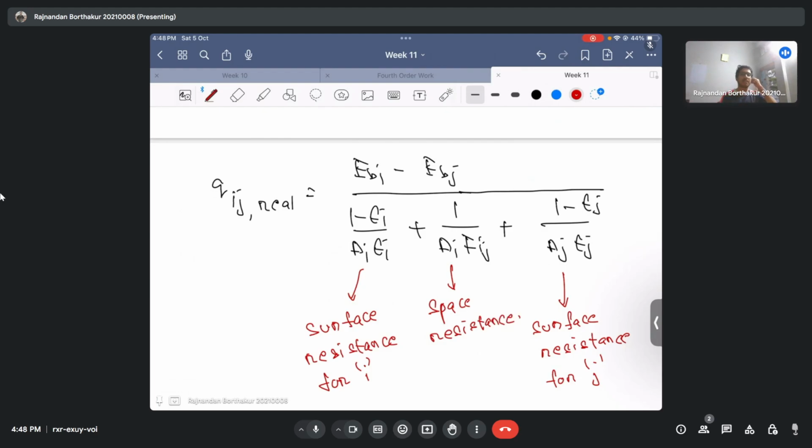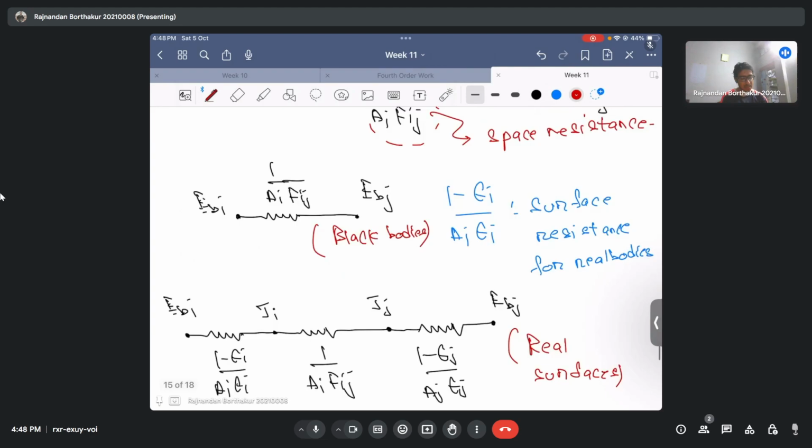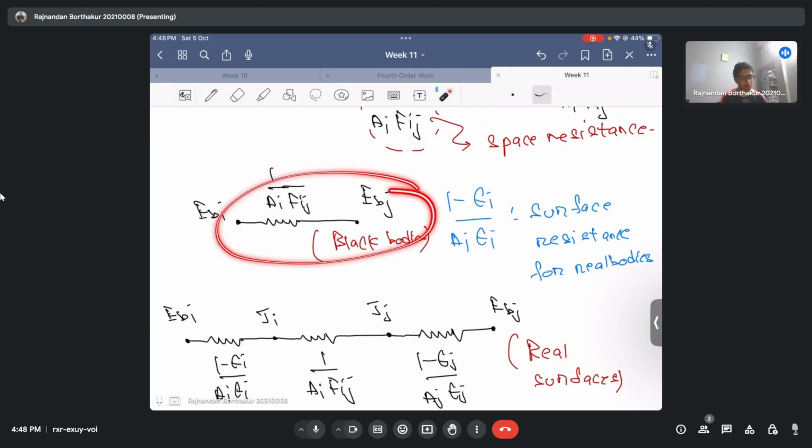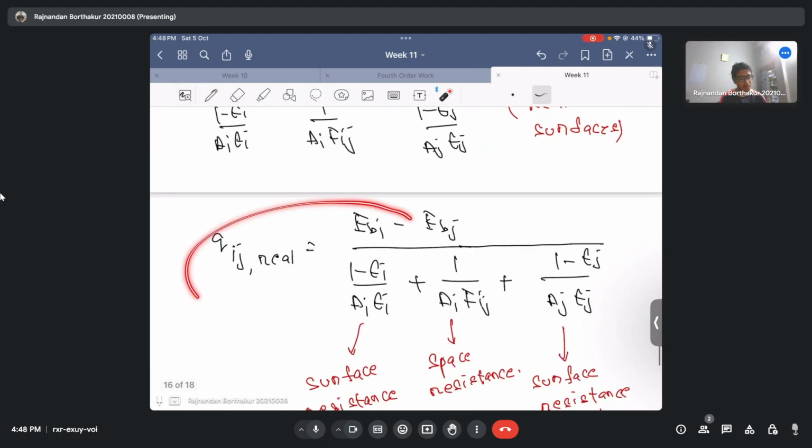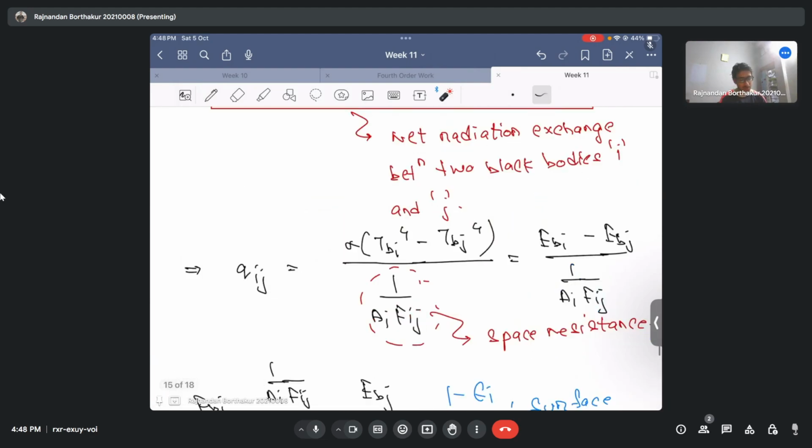Okay, so this is typically the radiation exchange, and this is typically how you write the radiation exchange network. This is nothing but the radiation network that we drew. This one is for black body, this one is of course for real body, and this is the manner that we write the net radiation exchange between two different bodies. This is of course for real bodies, and this is for a black body.